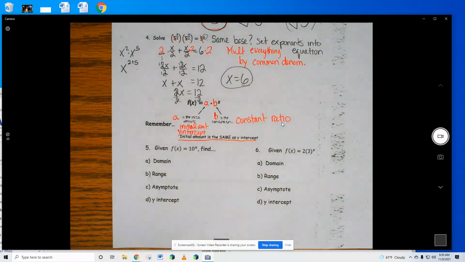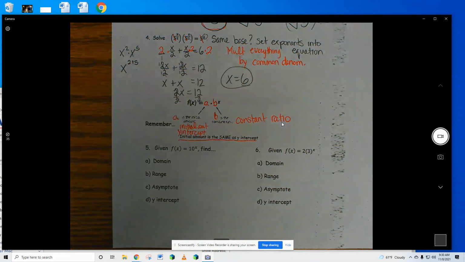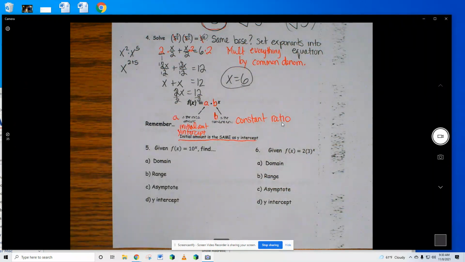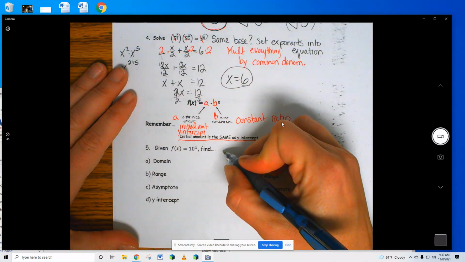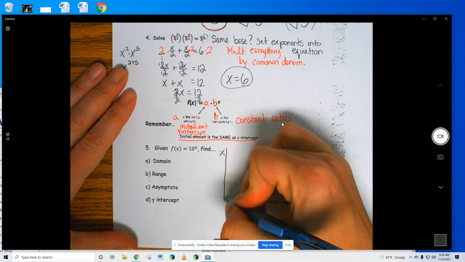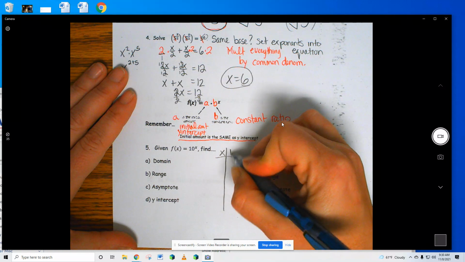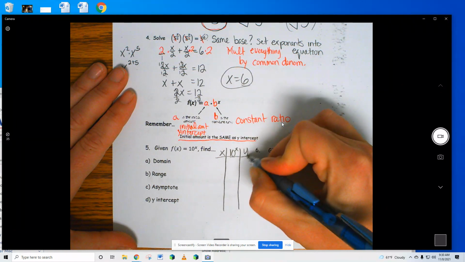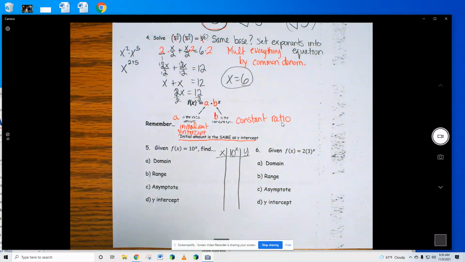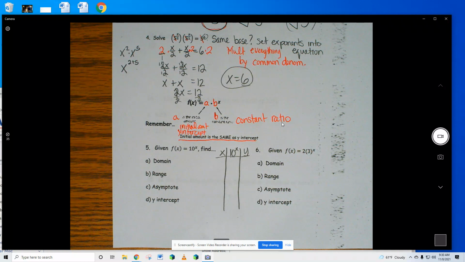So 10 to the x. You're going to need to know how to graph this. So I will help you graph this. If I had to make a table of values, I was picking numbers way back when. I was picking numbers for you that were really easy numbers.